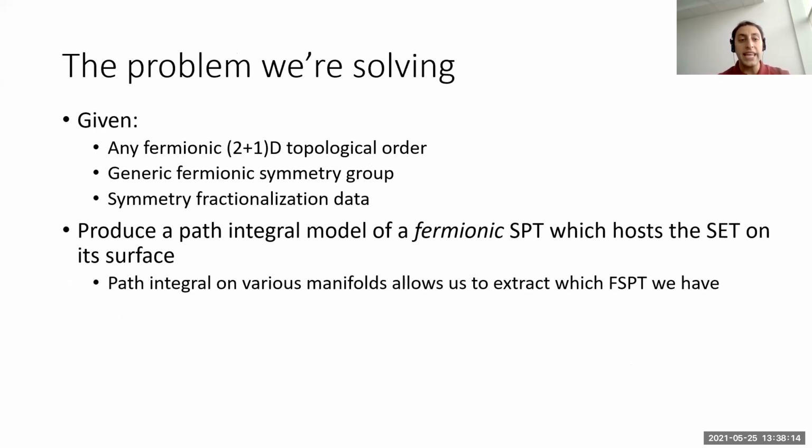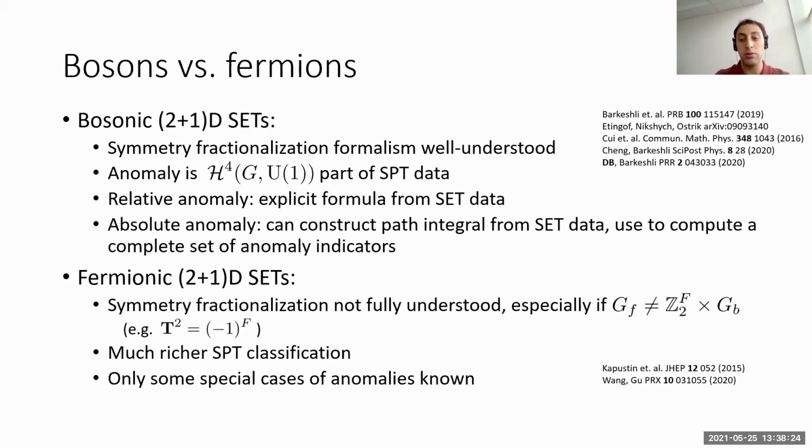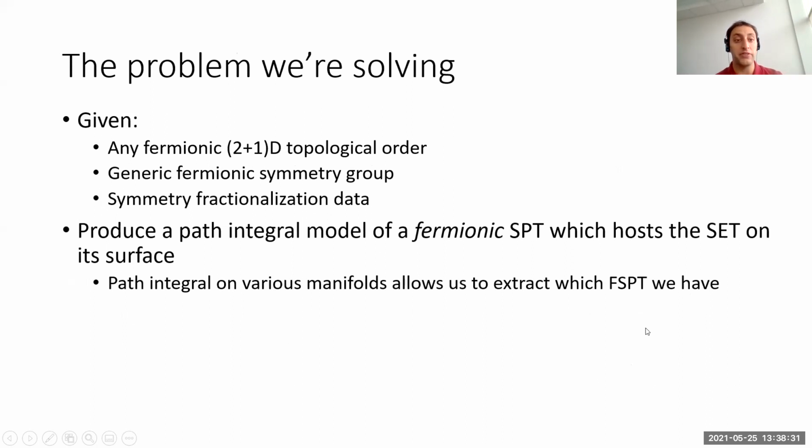So given any fermionic 2+1 dimensional topological order, and a generic fermionic symmetry group, so it doesn't have to be a direct product of fermion parity with a bosonic symmetry group of this form. We're allowing a generic fermionic symmetry group. And symmetry fractionalization data for that fermionic topological order, we're going to produce a path integral model of a fermionic SPT, which hosts the SET on its surface.